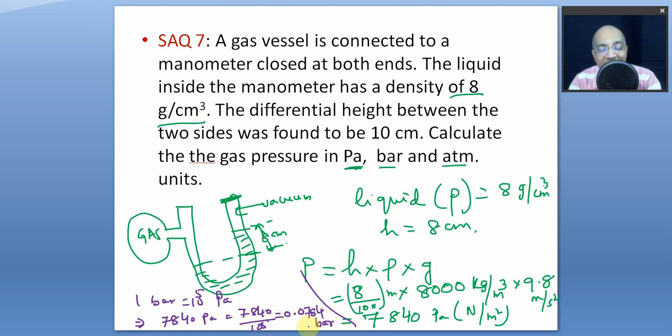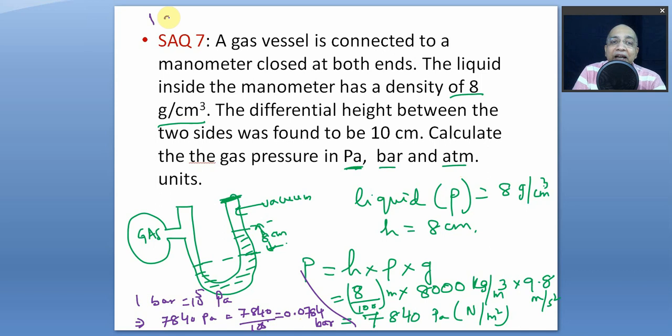So the enclosed gas in terms of bar is 0.0784 bar. I told you 1 bar is the standard pressure according to the new convention, and according to that, the molar volume is 22.7 liter. Right? Now we are left with atmosphere.